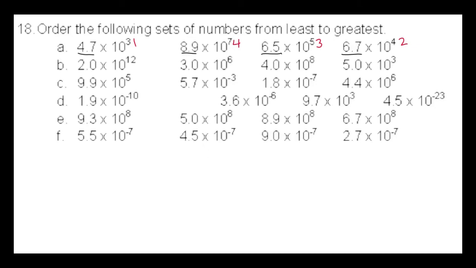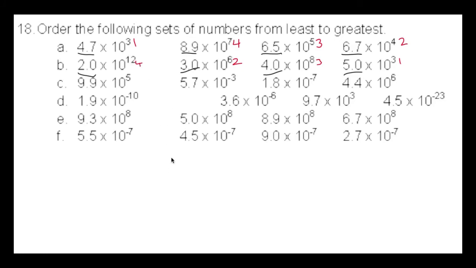Let's do the next one. Scientific notation, yep. So 10 to the 12th, 10 to the 6th, 10 to the 8th, 10 to the 3rd. So this one would be the smallest. Then 10 to the 6th would be next. 10 to the 8th would be 3rd. 10 to the 12th would be 4th. So this is pretty easy stuff.